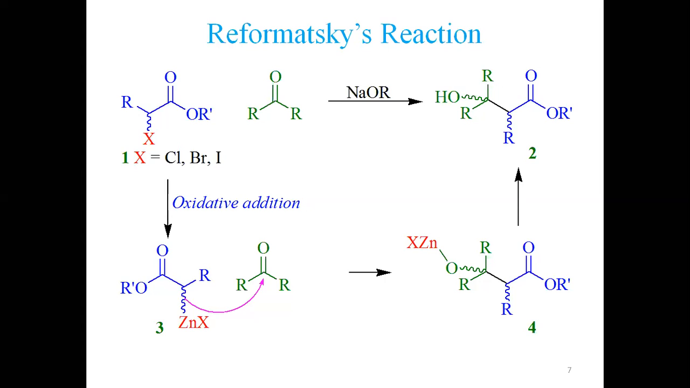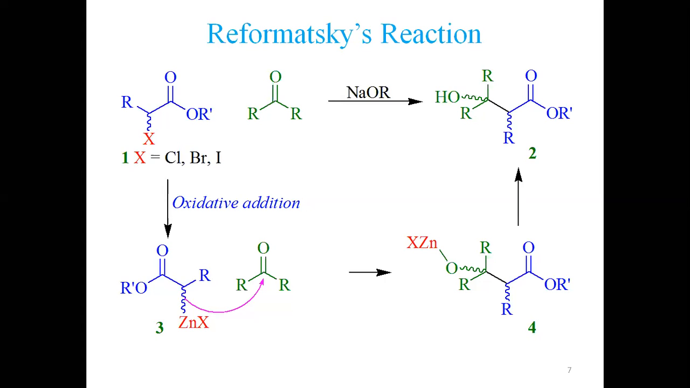which is called the Reformatsky reaction. Reformatsky is one of the scientists who was working on organometallics. Organometallics are such complexes in which we are having a metal carbon bond. And Reformatsky was working on zinc metal. So he was working on organo-zinc compounds.